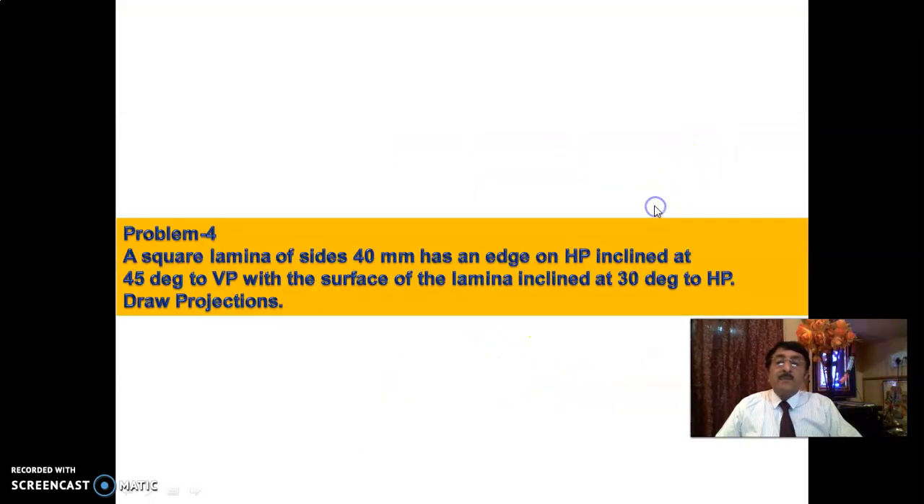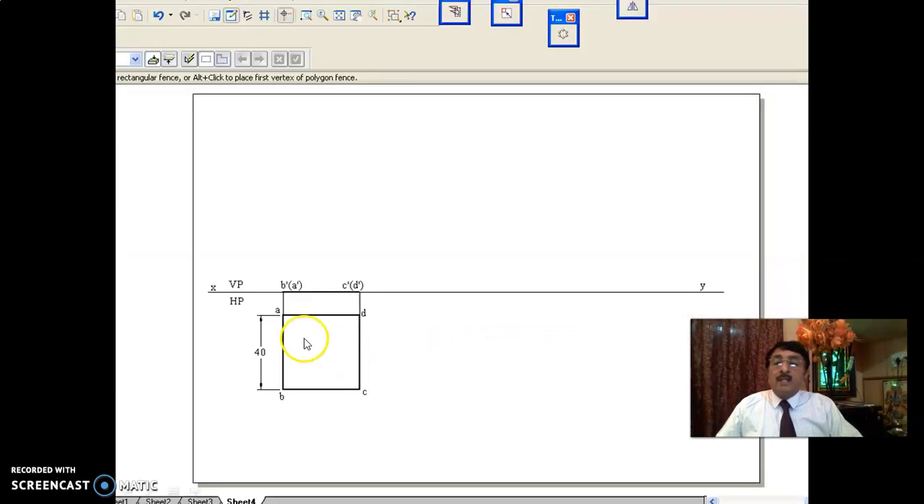See here, a square lamina of size 40 has an edge on HP inclined at 45 degrees to VP with the surface of the lamina inclined at 30 degrees to HP. Draw projection. Sir, see here. Now you draw XY line, you draw VP, HP. Whatever you draw here will be the front view. Whatever you draw here will be the top view.